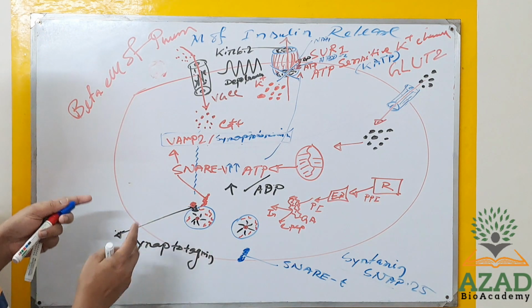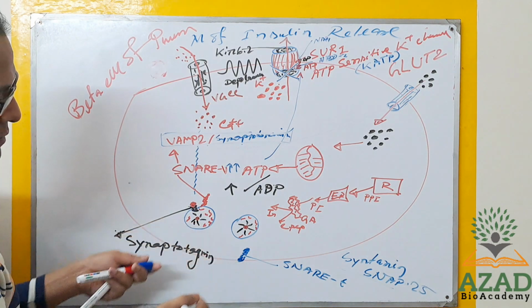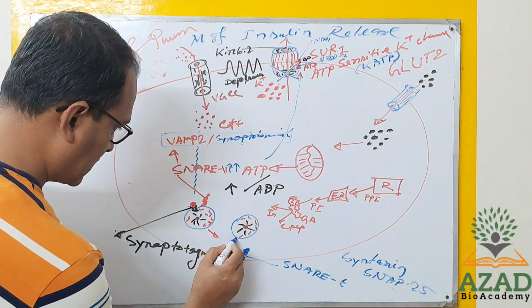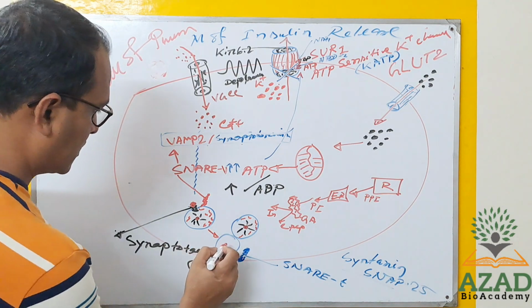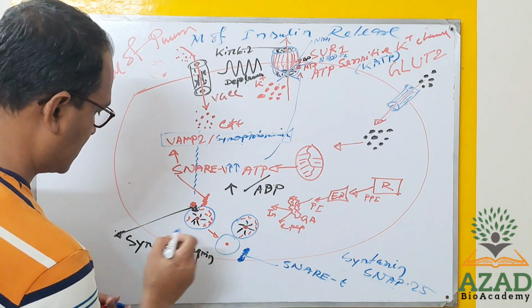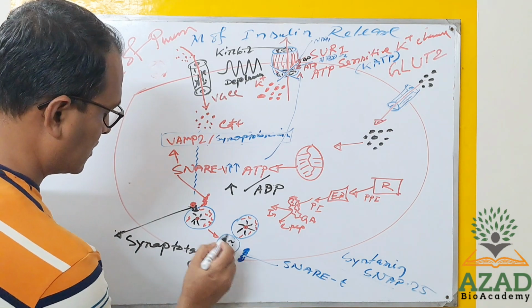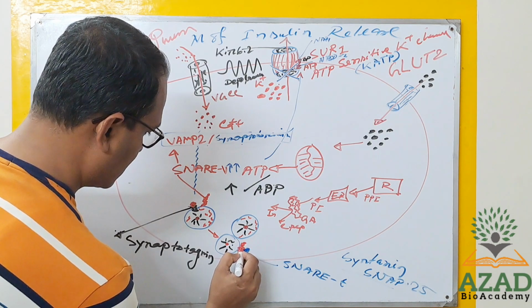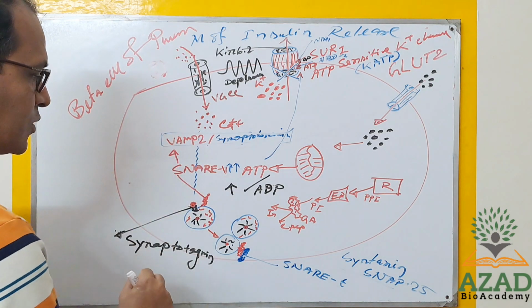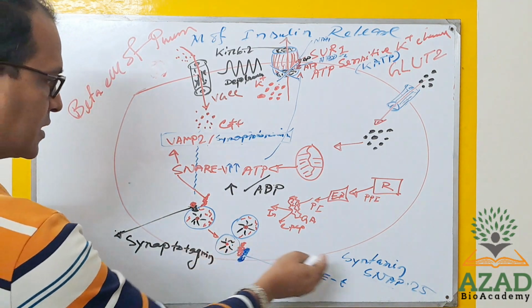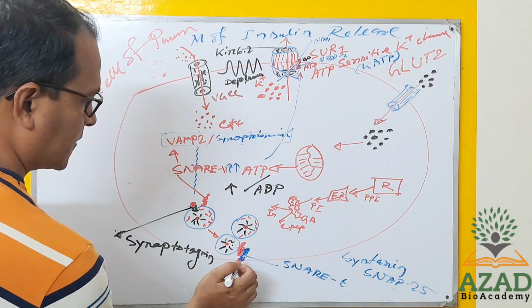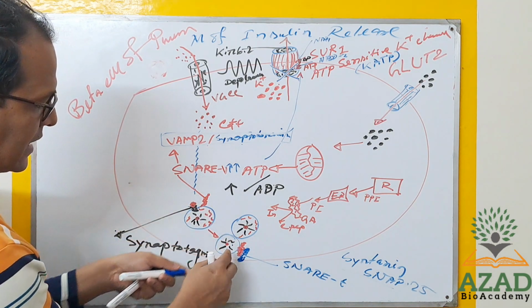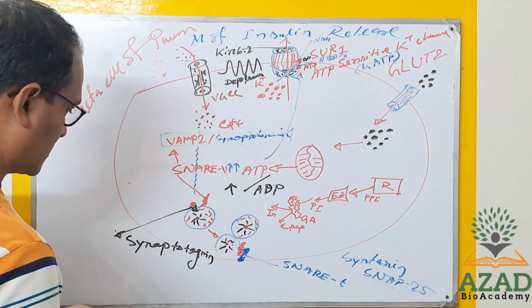As I already said, this helps it move towards the membrane. Then what will happen? Consider this is the vesicle, and it carries the insulin. Here is the SNARE B protein, synaptobrevin or VAMP2, and this is the syntaxin or SNAP25. They will make a complex. The SNARE B and SNARE T will make a complex, and it will put the vesicle in the right position.